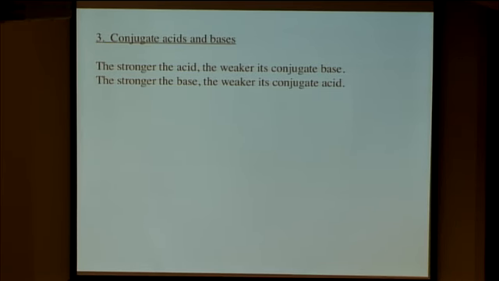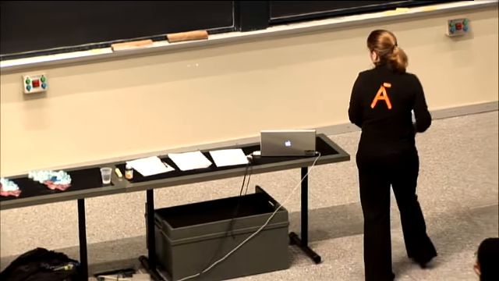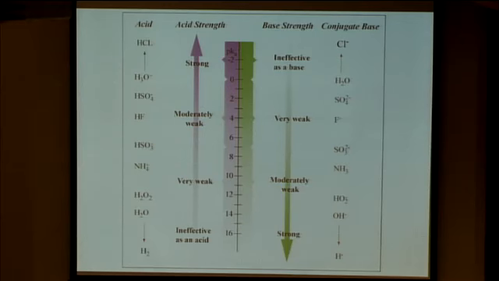So all of these things are related with the acids and the bases because every acid has a conjugate base, and every base has a conjugate acid. If you have a stronger acid, the weaker its conjugate base. And the stronger the base, the weaker its conjugate acid. This becomes very important in doing these problems. So here's a little table that emphasizes that fact.